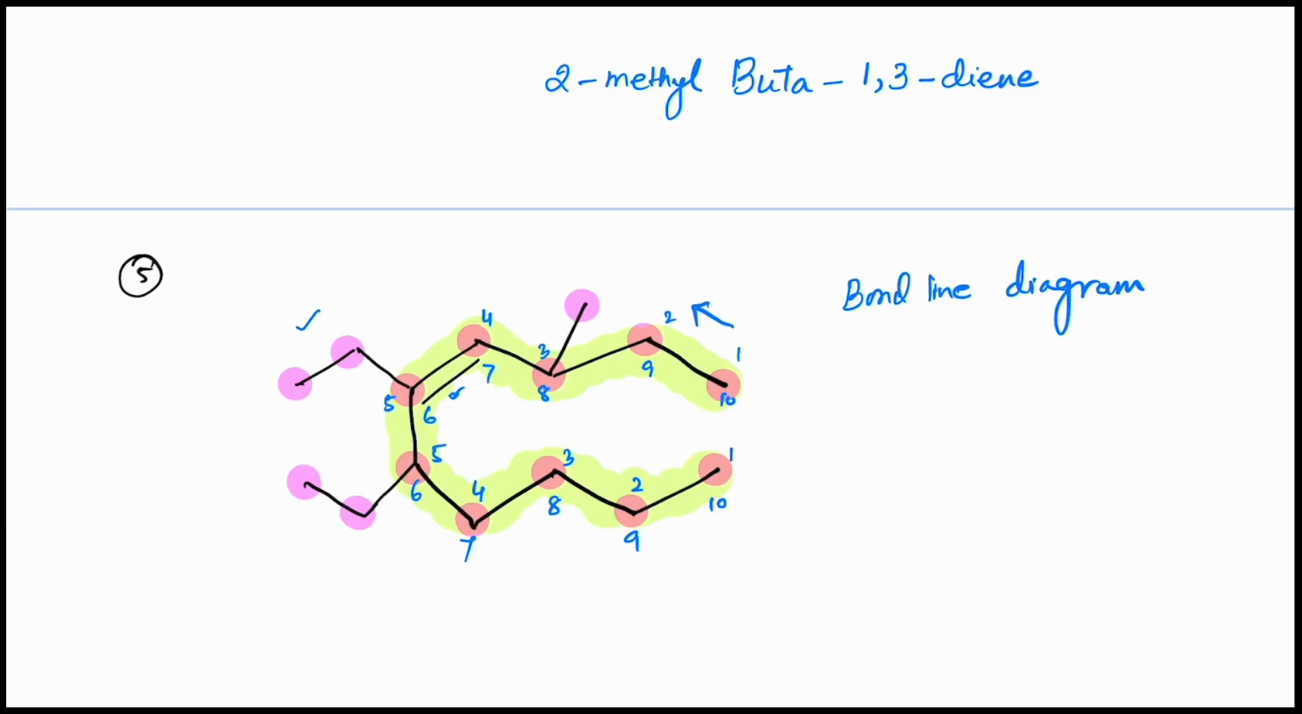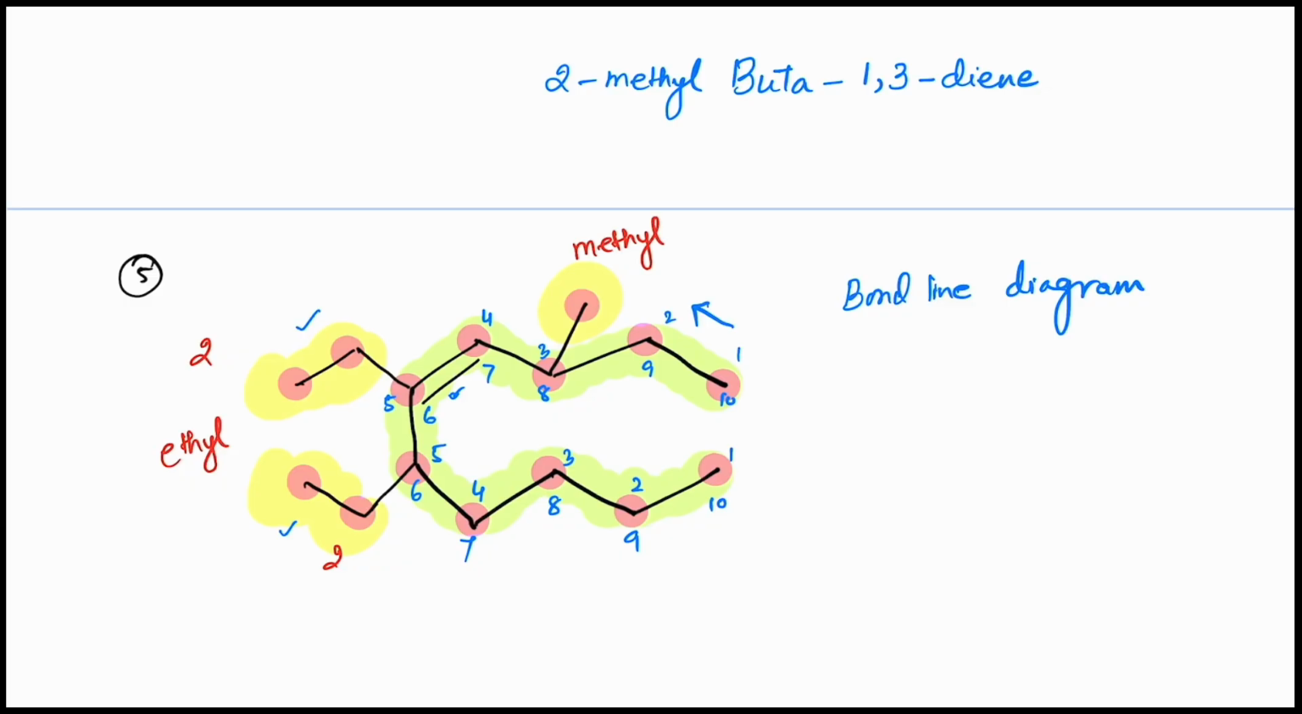Now what are these groups over here? You can see that there are 2 carbon atoms here and 2 carbon atoms here. So what is the substituent that has 2 carbon atoms? It is an ethyl group. So there are 2 ethyl groups present here. One is at carbon atom 5 and other one is at carbon atom 6. Similarly, what is this substituent? It has only 1 carbon atom. So it's a methyl group.